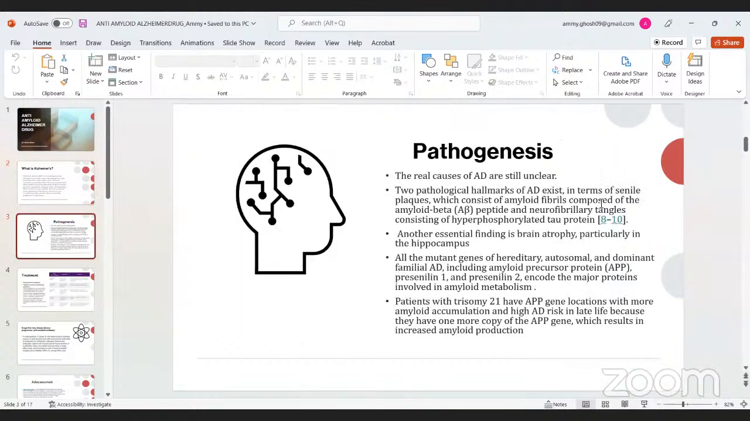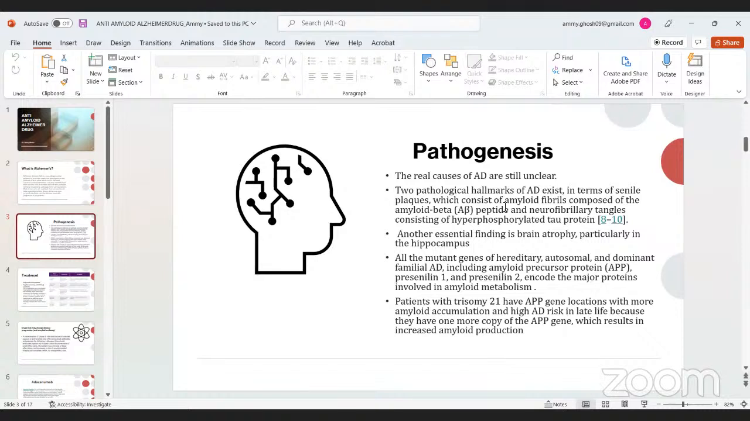So what causes Alzheimer's disease? The real cause is very unclear. There are two pathological hallmarks of Alzheimer's disease: senile plaques, which consist of amyloid fibrils composed of amyloid beta peptide, and neurofibrillary tangles, which consist of hyperphosphorylated tau protein. Another essential finding in the brain is atrophy, particularly in the hippocampus.